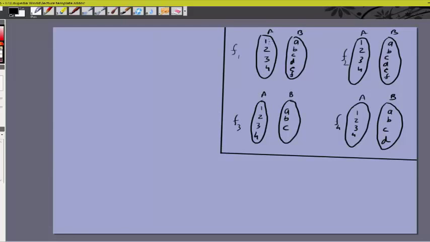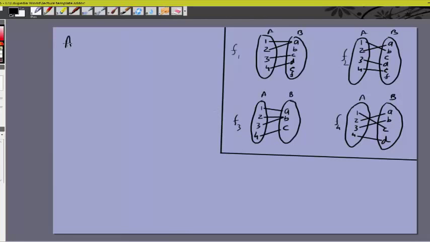So let's say 1 goes to A, let's say 2 also goes to A, 3 goes to C, and 4 goes to D. Let's say 1 goes to B, this is completely arbitrary, 2 goes to A, 3 goes to D, 4 goes to E. Let's say 1 goes to A, 2 goes to B, 3 goes to B, and 4 goes to C. And 1 goes to C, 2 goes to A, 3 goes to B, 4 goes to D. Right, so these are 4 different types of functions, and let's look at a few definitions.